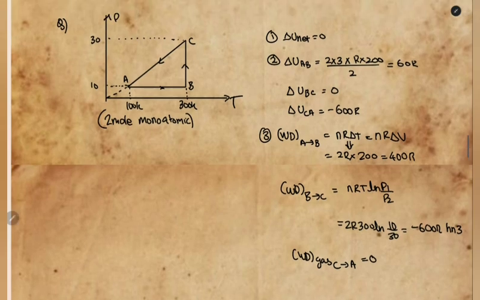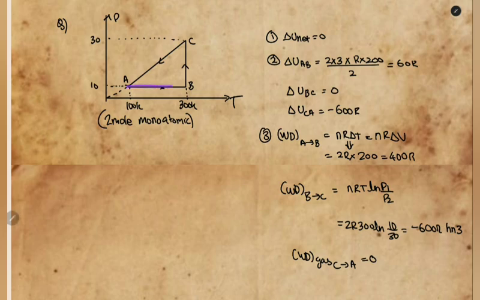Okay, work done by A to B. A to B, the work done is simply equal to nR delta T, if you see the conditions. So nR multiplied by 200, that's the delta T value, right? Like this you can do it for all processes, because you can see different types of processes involved in this.